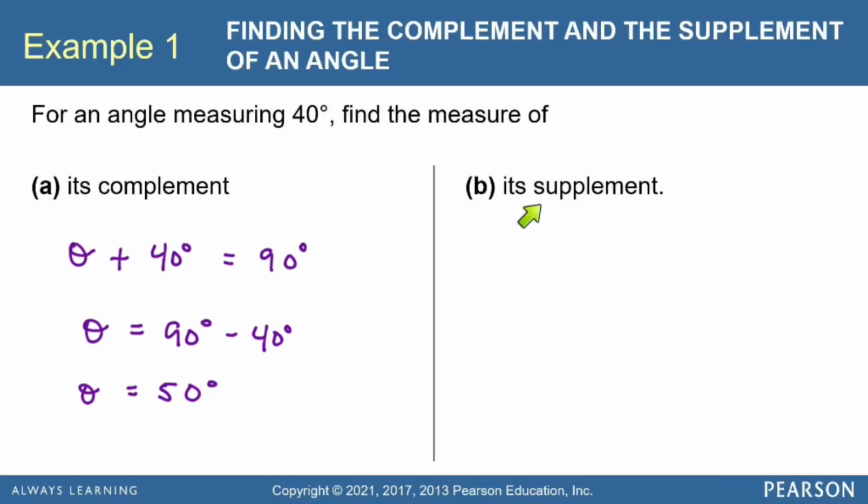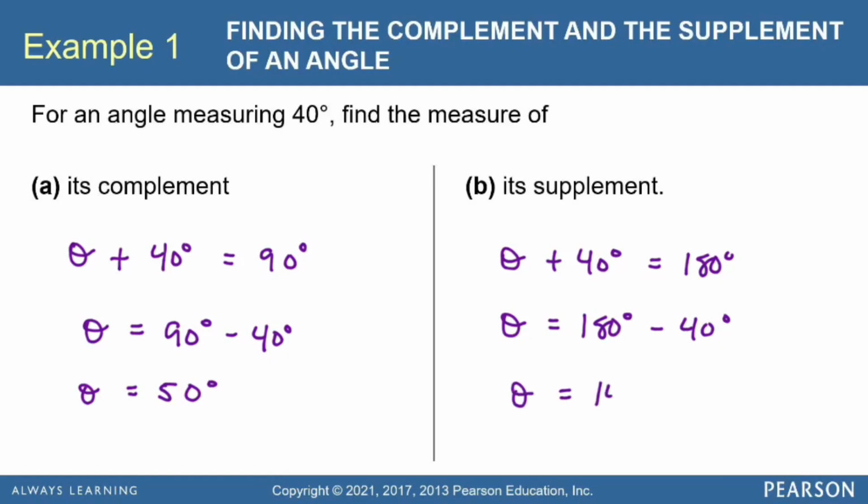And now let's do the same thing for the supplementary angle. So if the two angles are supplements, that means our unknown angle plus 40 degrees has to make 180 degrees. And same thing, to isolate the theta, we subtract 40 from both sides. So then we would have theta equals 180 degrees minus 40 degrees, so theta would be 140 degrees.